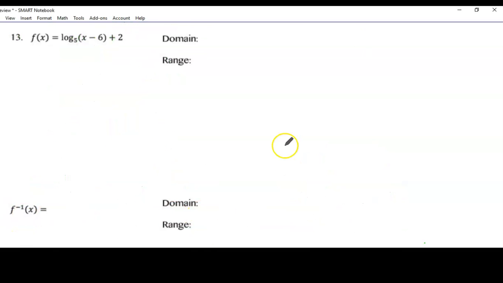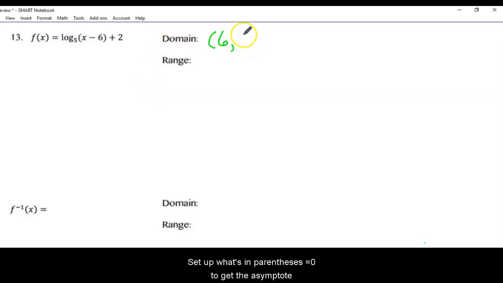Number 13's back here. Okay, number 13. This one starts out as a log function, and it's going to switch to an inverse function. If you're kind of catching on to the pattern here, you know that this part right here, if you set this up equal to 0, that's going to give you the asymptote for this log function. And so that makes the domain 6, +infinity. And the range, of course, is always the same.